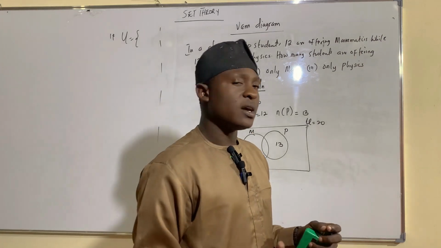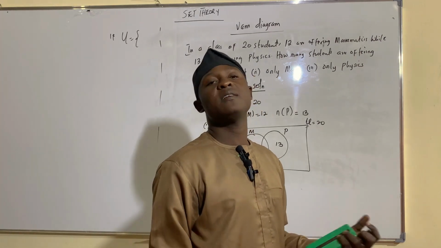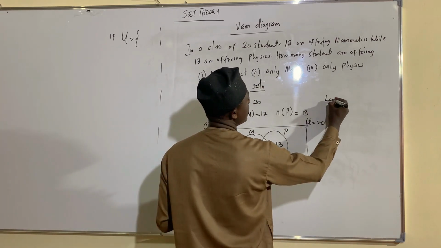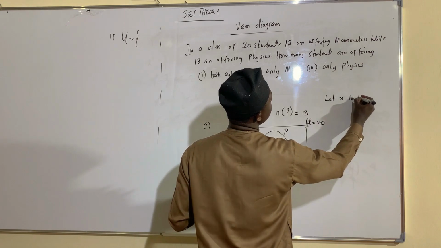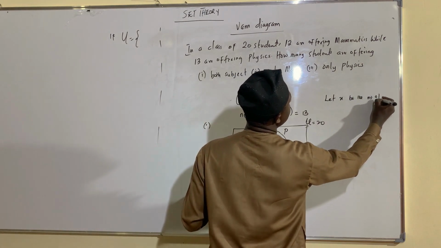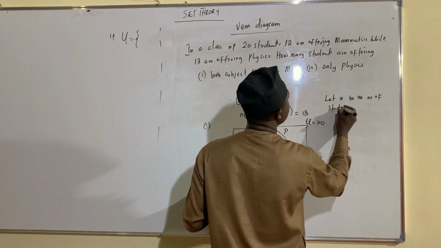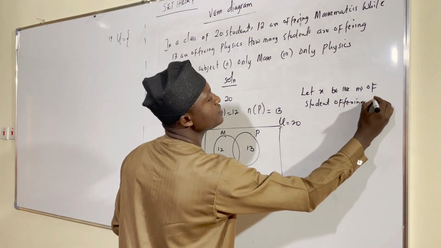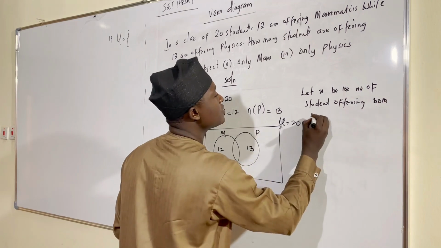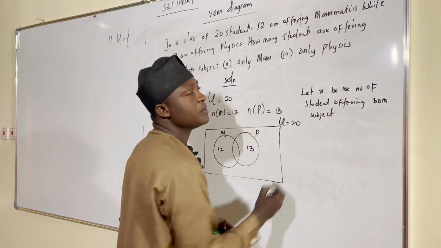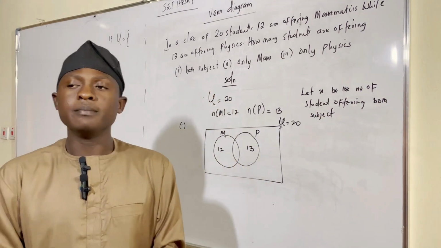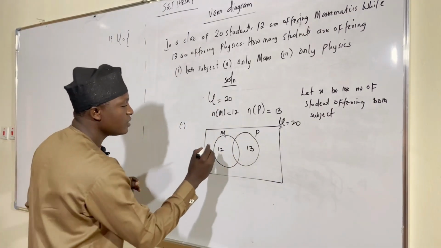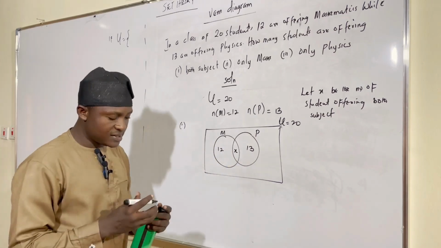So meaning it's unknown, so I can use any alphabet. What can we use? Okay, let's use X. Let X be the number of students offering both subjects, because it's unknown. So I want to use X to represent the number of students that are offering both subjects so that I can be able to find out the number of students. So now, if I use X here, the method is very easy.